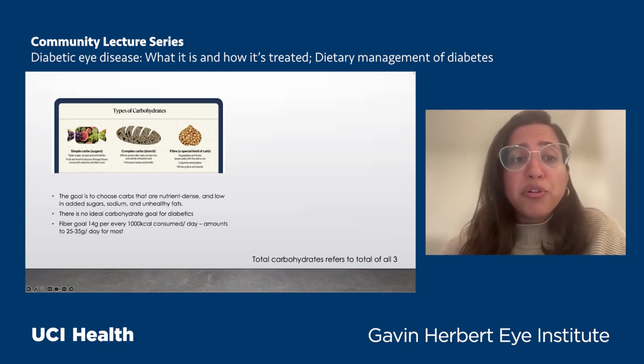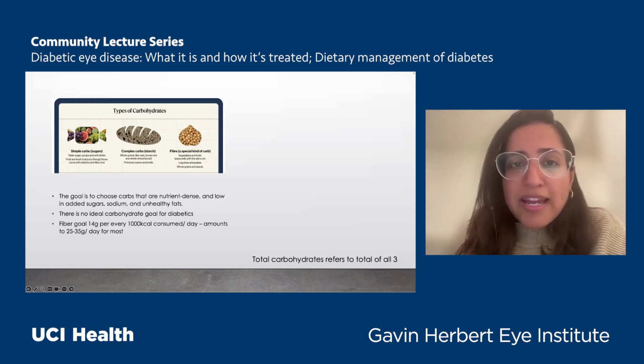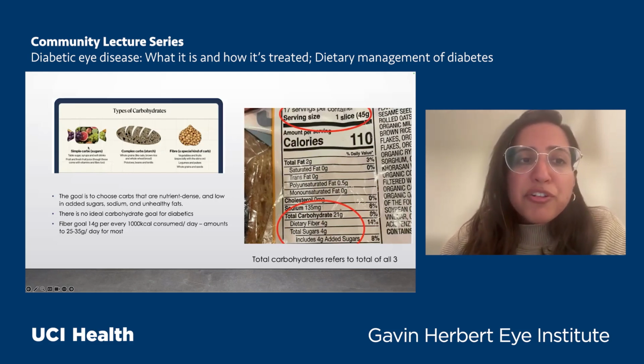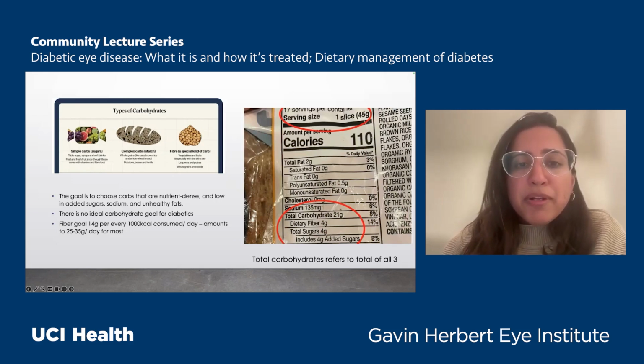But there is a fiber goal for our diabetics, and it amounts to about 25 to 35 grams per day for most people. One thing I just want to highlight is to please read labels. The total carbs that you see when you're reading a nutrition label, for example, here it's bread, actually refers to the totality of all three carbs. So they have the dietary fiber along with the sugars. So that tells you the total amount of carbs. Now, anything that has about 4 to 5 grams of fiber per serving is actually considered a good source of fiber. So you may want to consume those.